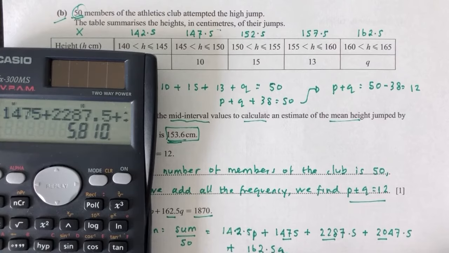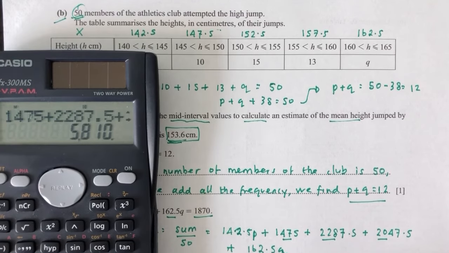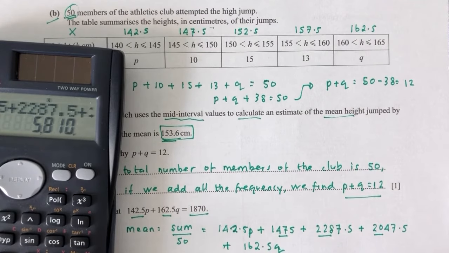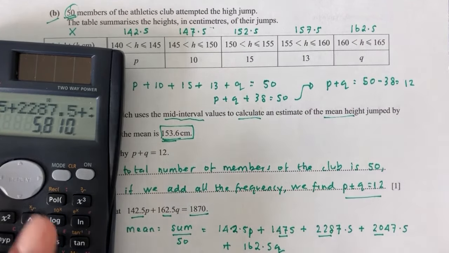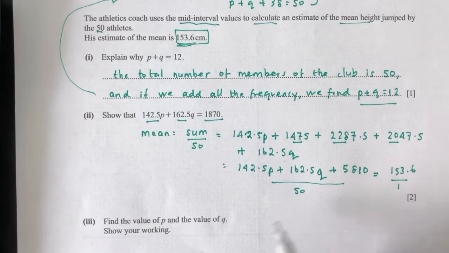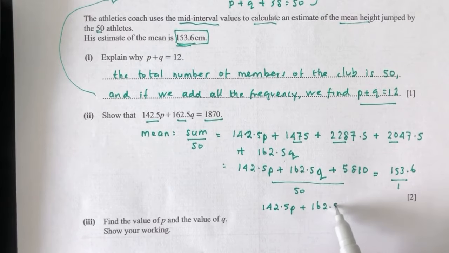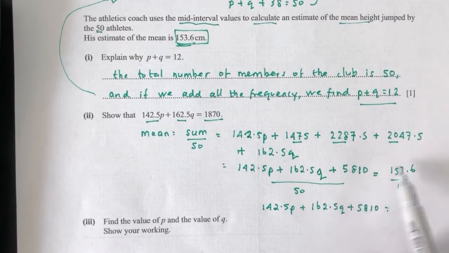So simplify, we have 142.5P plus 162.5Q plus 5810 over the 50 will be equal to this value, which is given to us, 153.6. Now we cross multiply. What do we have? Let's bring this here. Let's continue this here. So we have 142.5P plus 162.5Q plus 5810. Now we have to multiply these two.